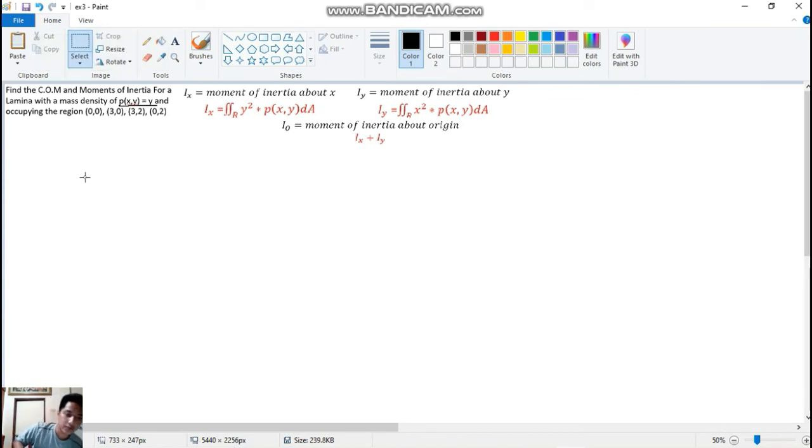Okay, so we are now going to get the moments of inertia for this example. So we have the following formulas. I sub x stands for moment of inertia about x. I sub y stands for moment of inertia about y. And I sub 0 stands for moment of inertia about the origin. So first we are going to get the moment of inertia about x.